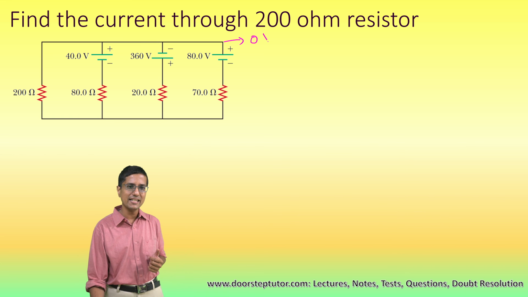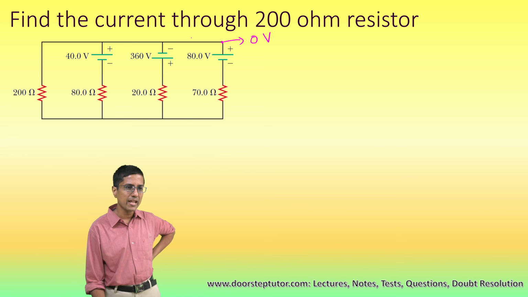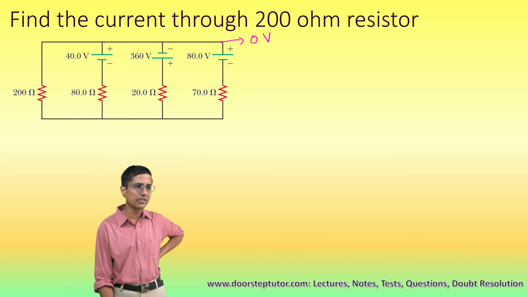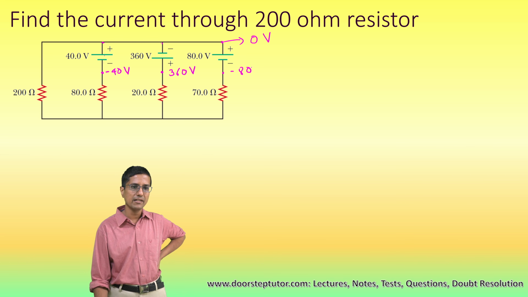So I assign a 0 voltage to this particular node. I can do that. As soon as I assign 0 volt to this node, what would be the voltage here? It will be minus 40 because it's plus to minus, so there is a voltage drop here. What would be the voltage here? It's minus to plus, so there will be a voltage increase, 360. These are the voltages. And what would be the voltage here? It is plus to minus, it will be minus 80 volt.